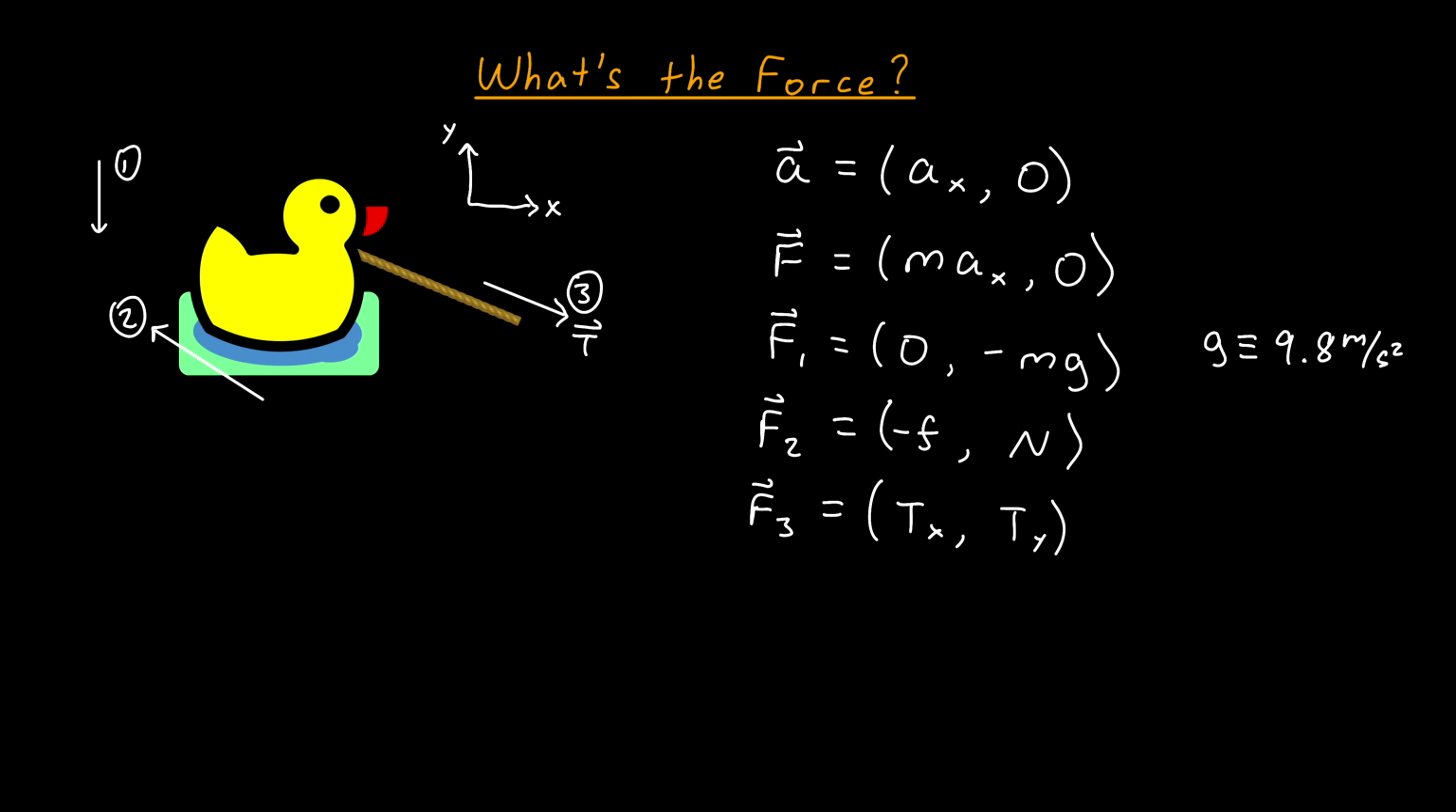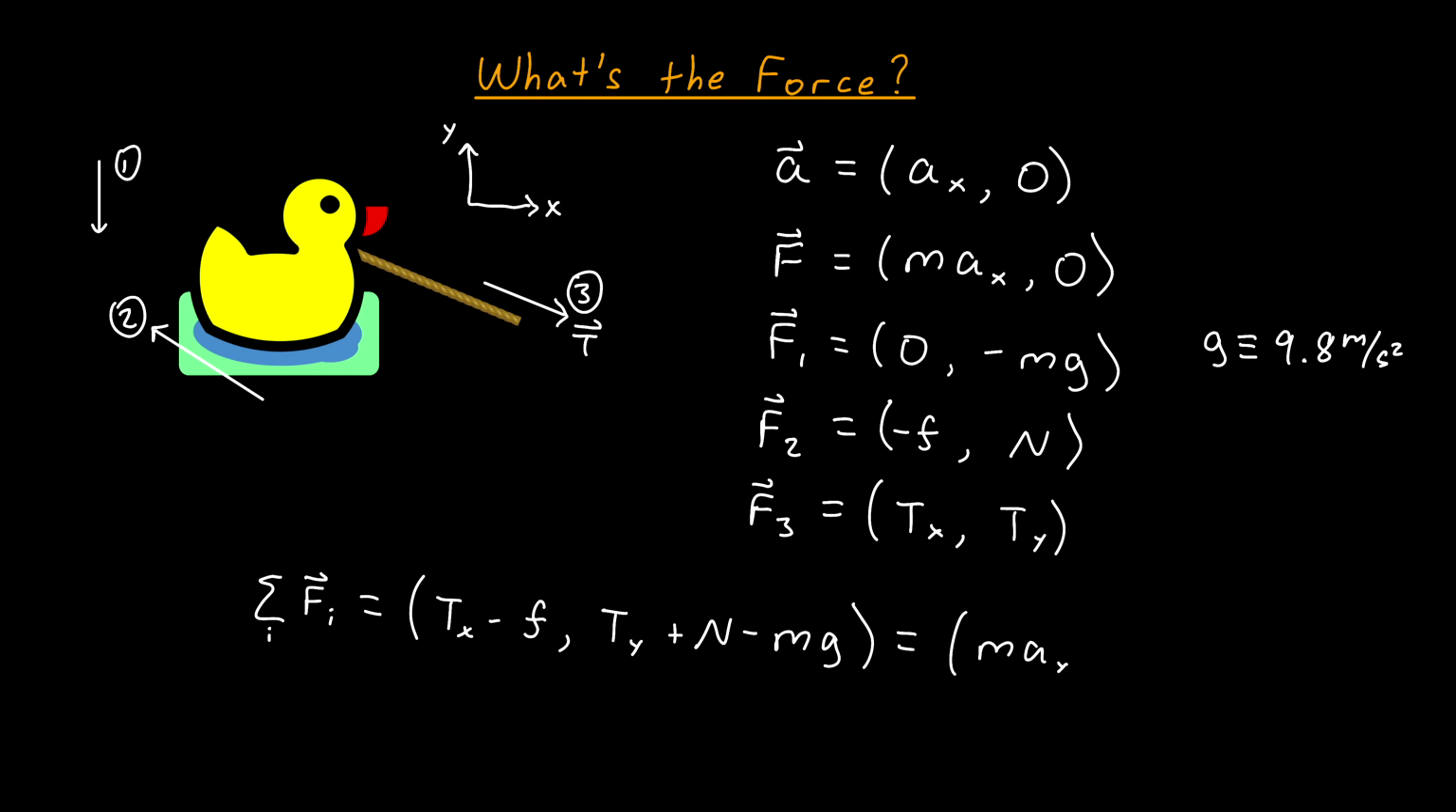So in particular, if we sum these vectors, so the sum over i of Fi is going to equal, well, the x component is the sum of all the x components. So that's Tx minus friction. And the y component is the sum of all the y components. So that's Ty plus N minus mg. And we know that that has to equal the net force, which we said was m ax and 0 in the y direction.